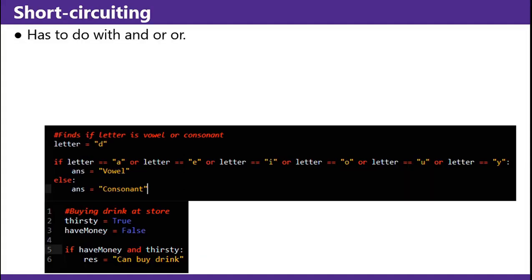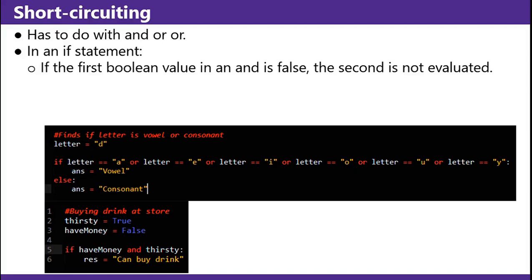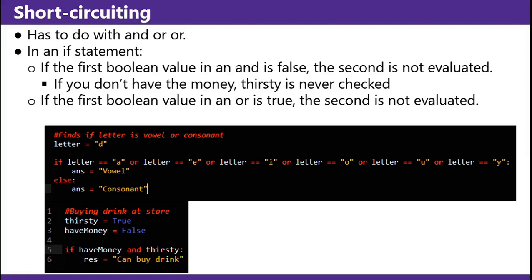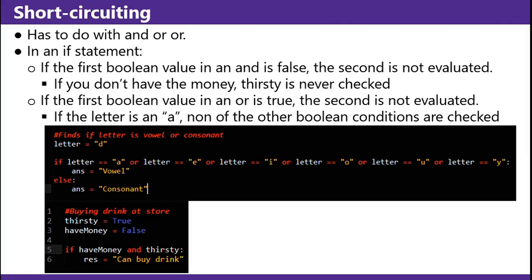Short-circuiting has to do with and, or. In an if statement, if the first Boolean value in an and is false, the second is not evaluated. In that bottom example, if you don't have the money, thirsty is never checked. If the first Boolean value in an or is true, the second is not evaluated. If the letter is an A in that top example, none of the other Boolean conditions are checked.